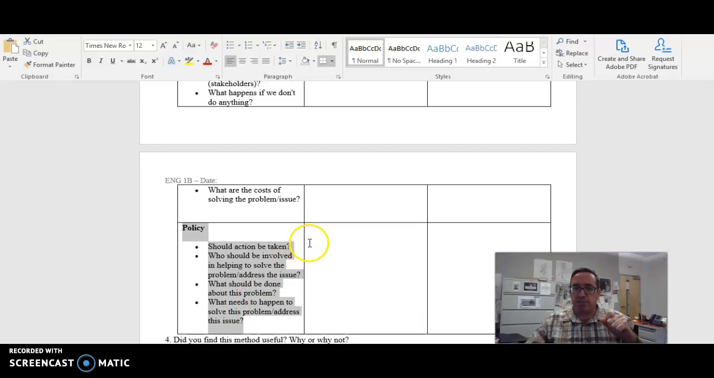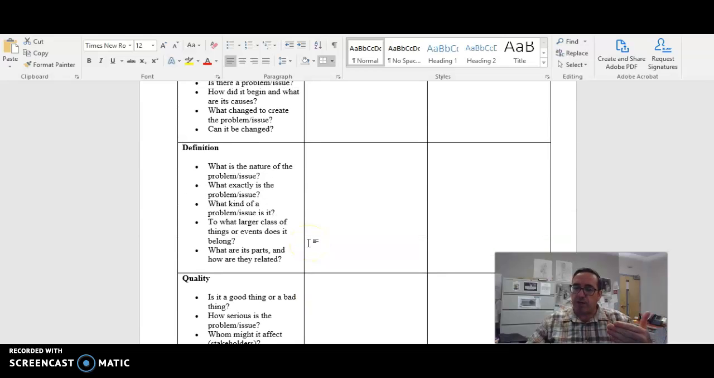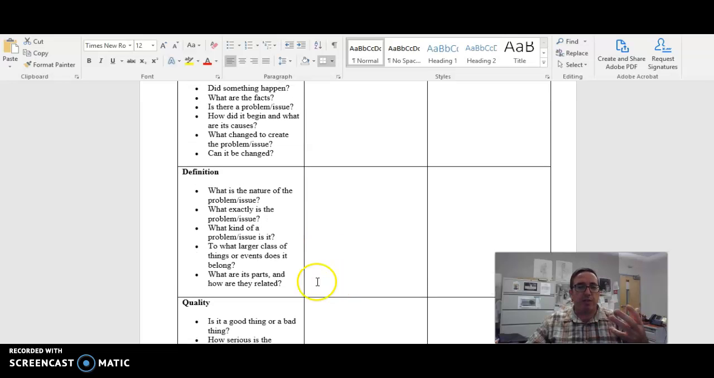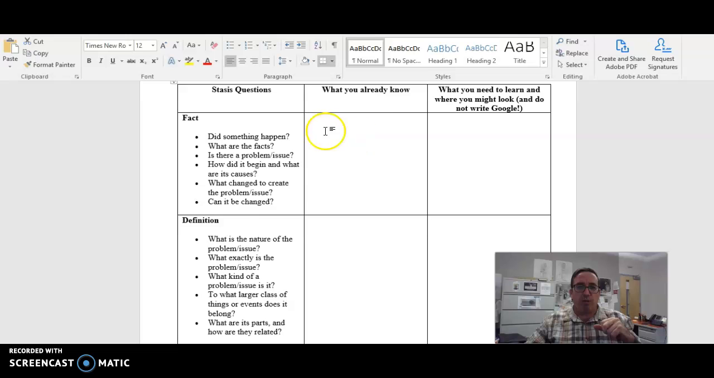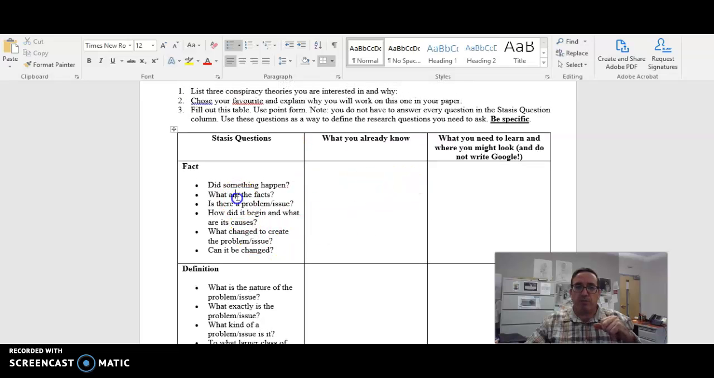What should we do about this problem? So it's this 4-part question that is a very old form of argumentation. This is what I want you to do for the proposal, right? So what I've put here, what you already know. So did something happen? You could write, yeah, QAnon is in the news. It's something that's really going on.